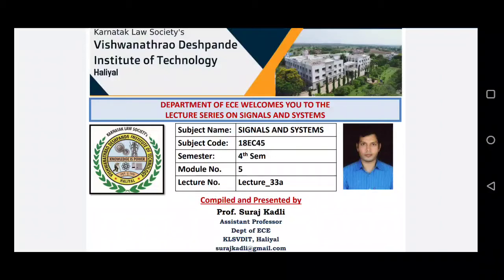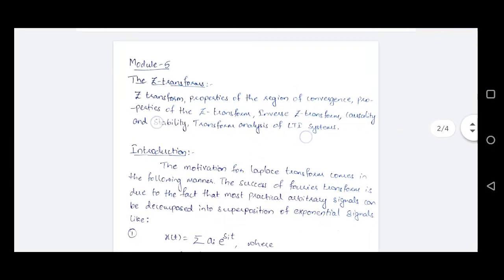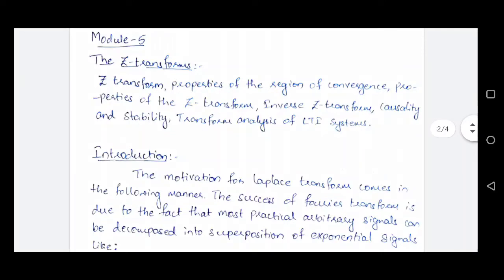As I have posted complete study material on module 5 earlier, from today onwards I'll be posting the video lectures on module 5. Module 5 deals with the study of Z transform, and in module 5 we'll be studying the definition of Z transform, properties of the region of convergence, properties of the Z transform, inverse Z transform, causality and stability with respect to Z transform, and lastly the transform analysis of linear time invariant systems.